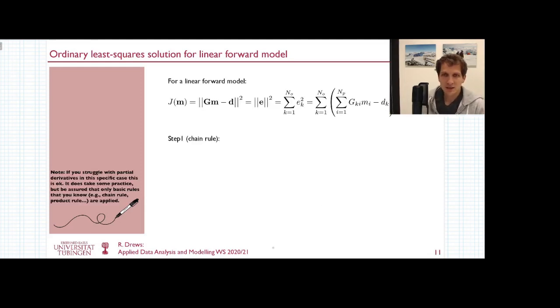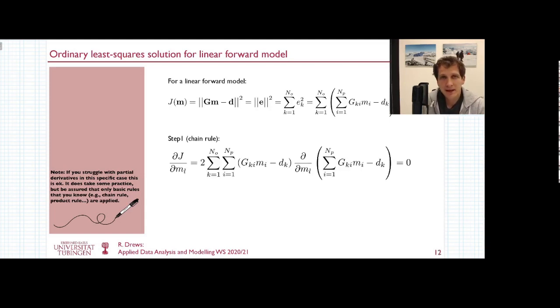Okay, here it is, our cost function. And now we drop the assumption that our cost function only depends on one parameter. We do it in a quite general sense. And so what we want to calculate is the partial derivative of the cost function with respect to the model parameter m_l. Okay, so I do this in several steps. And the first step is that I apply the chain rule. So here is our derivative with respect to the model parameter m_l.